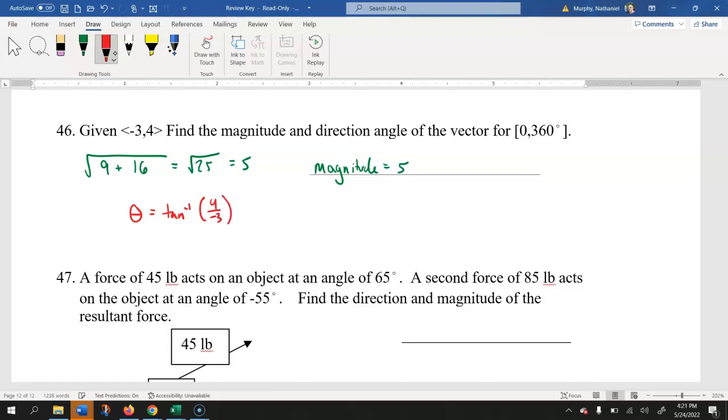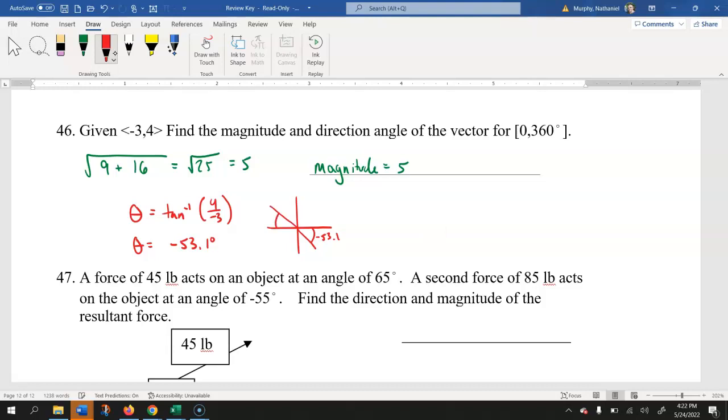So to find the directional angle, that's theta, we take the inverse tangent of b divided by a. 4 divided by negative 3. Now when we do that, you get negative 53.1 degrees. Now we've got to be careful, because negative 53.1 is down here. So we've got to make sure that that's the correct location. Negative 3, 4 is actually over here.